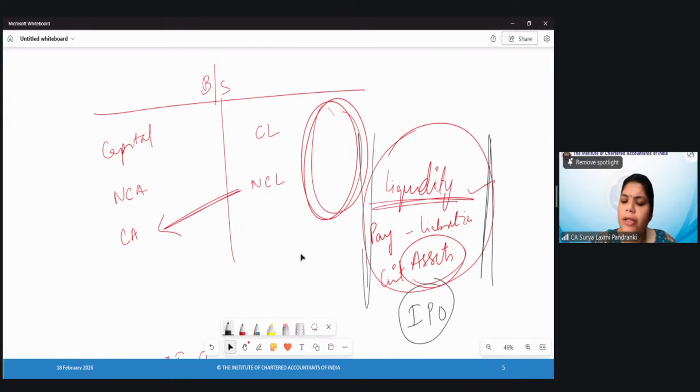Why do they have to look at your liquidity? Because I am supplying goods to you and giving goods on credit. What if you don't pay back? If you cannot pay back, what can we do? Nothing, right? That is why suppliers also check the liquidity position, bankers check, all the stakeholders check.